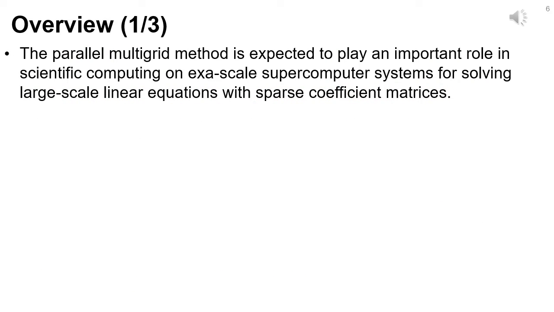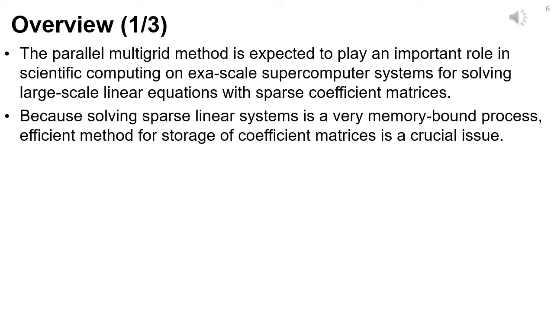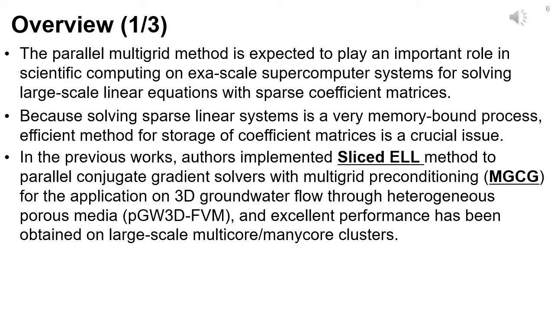The parallel multigrid method is expected to play an important role in scientific computing on exascale supercomputer systems for solving large-scale linear equations with sparse coefficient matrices. Because solving sparse linear systems is a very memory-bound process, efficient method for storage of coefficient matrices is a crucial issue. In the previous works, authors implemented sliced ELL method to parallel conjugate gradient solvers with multigrid preconditioning, MGCG, for the application on 3D groundwater flow through heterogeneous porous media. An excellent performance has been obtained on large-scale multi-core and manycore clusters.